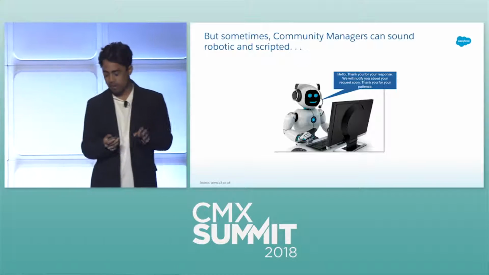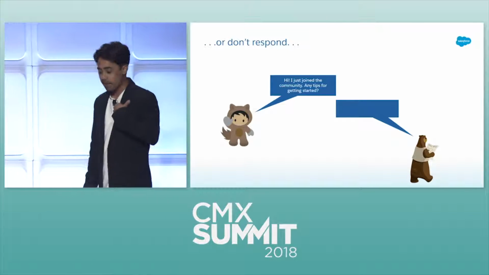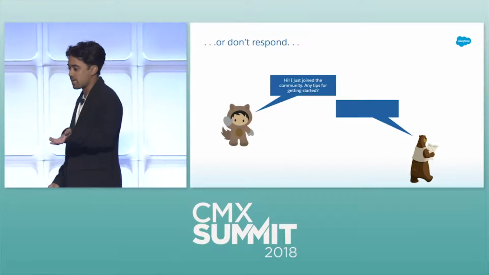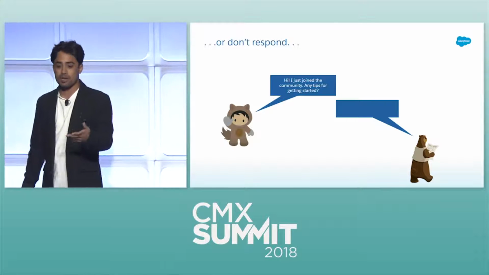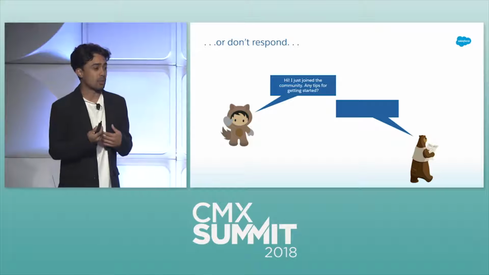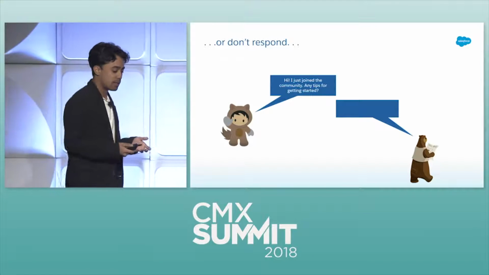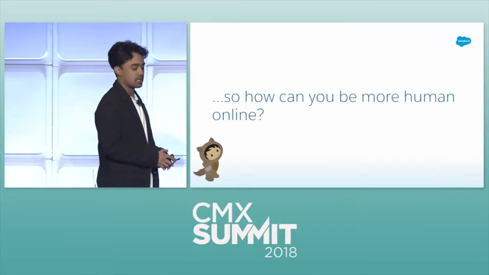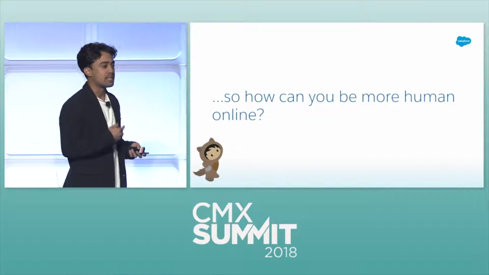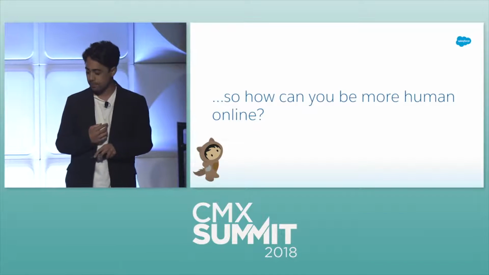So that's one scenario. In other situations, we might not even respond. I've definitely dealt with this, and it's not intentional. Sometimes we might not know the answer. We might be too scared to reply. We might not be sure what to say, and so we won't respond. And so the question that I'm asking myself, and that we should all ask ourselves, is how can we be more human online? What's the best way to do that?